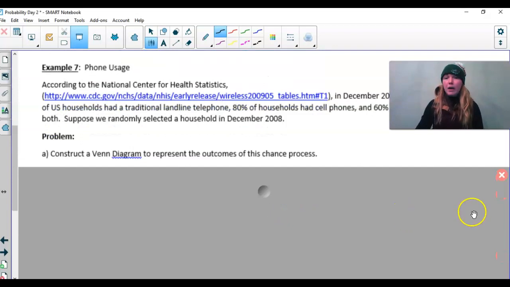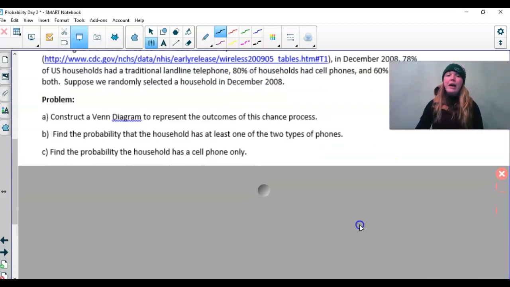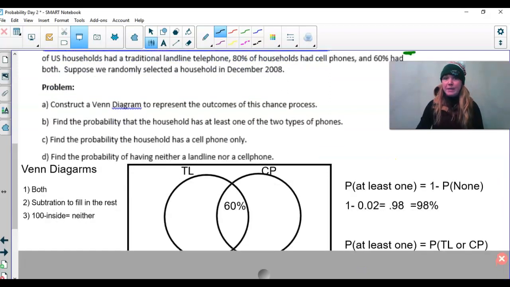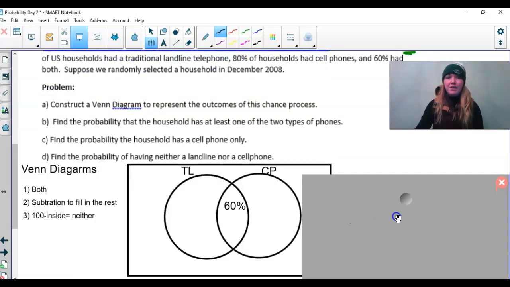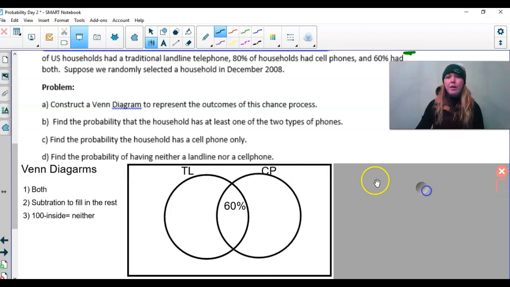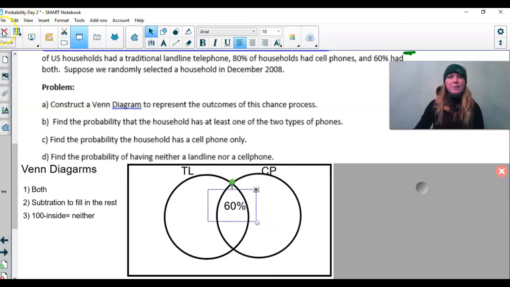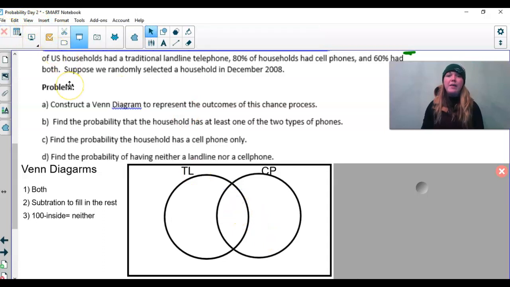Construct a Venn diagram to represent the outcome of this chance process. Venn diagrams are very useful in AP Stats. Forgive me for having that over there, and for also having this here. I'm going to get rid of that. Spoiler alert. Okay, so we're going to draw two circles and label what's going on. We have the traditional landline over here and the cell phones over here.